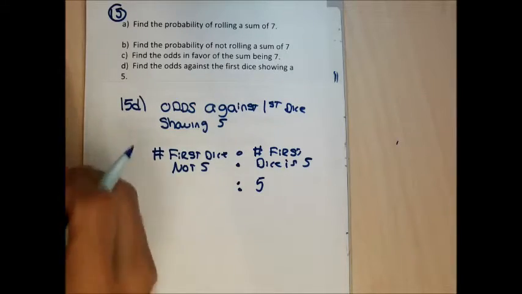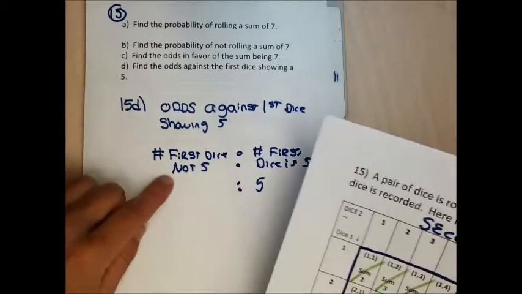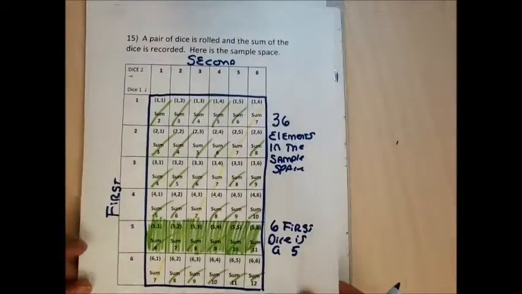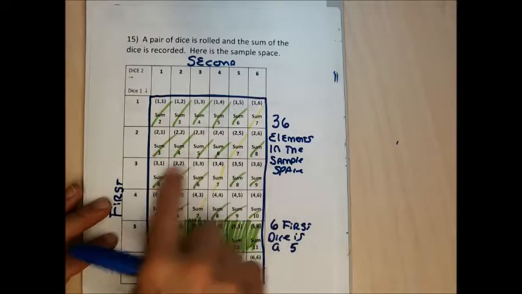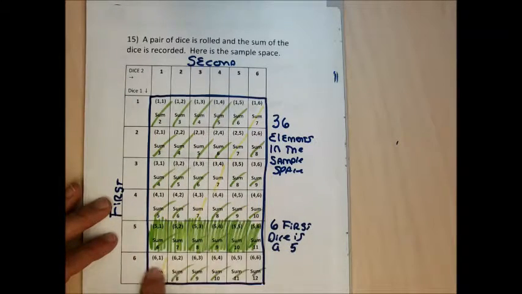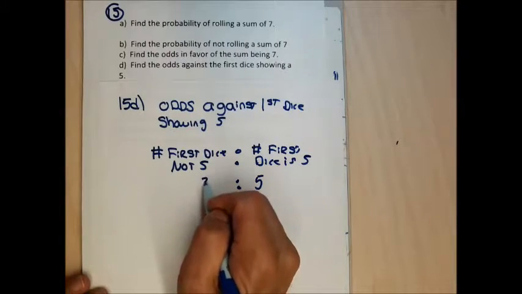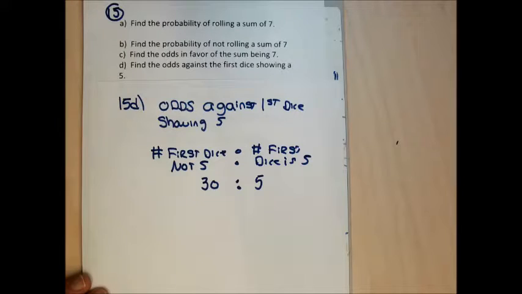And that's the second number that I need in my odds against. The first number I need is the number where the first dice isn't a 5. That's everything that I haven't highlighted. So 6, 12, 18, 24, 30. Those 30 that I just walked my hands through, there's 30 where the first dice or the first number is not a 5. So the next number I'm going to put in my work is a 30 for the 30 where the first dice isn't a 5. And now I'm going to reduce these.